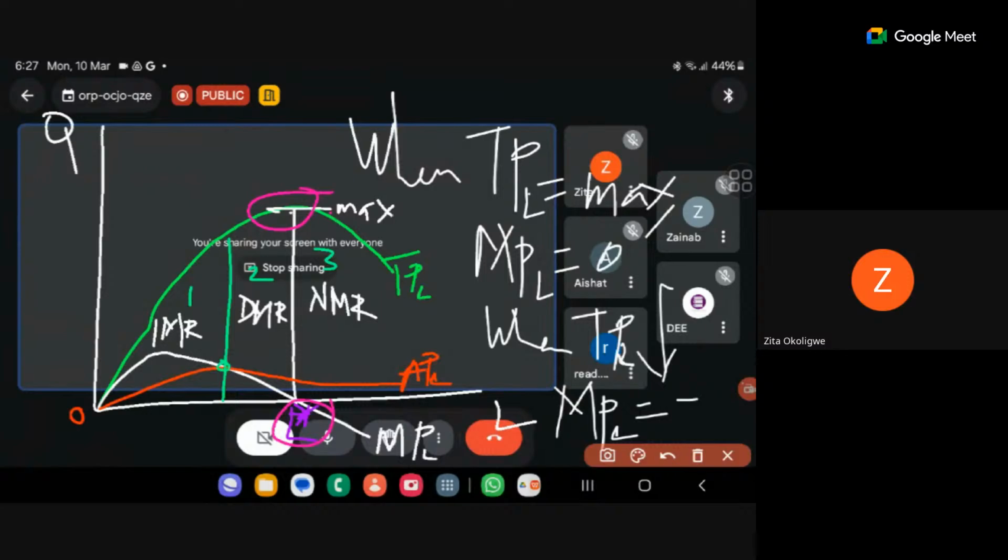Take note of this relationship. These are the likely things you see in exam questions.